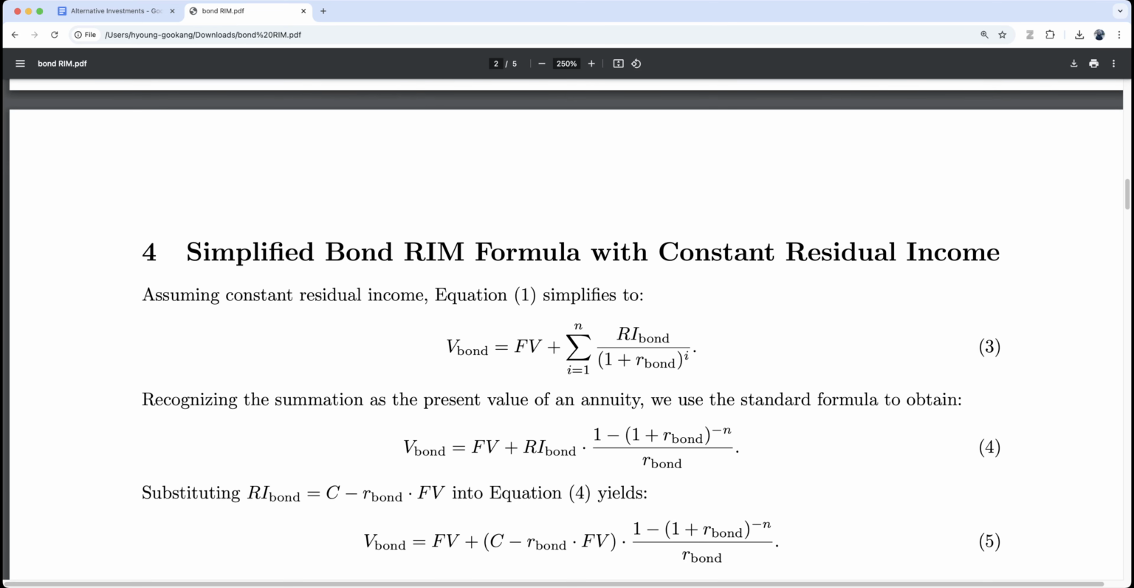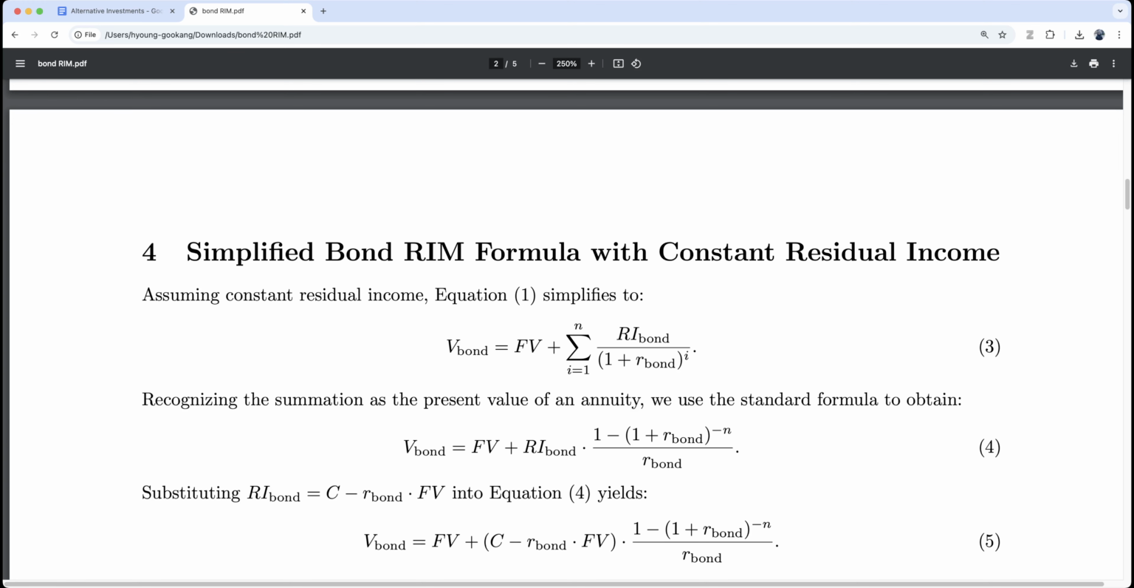Now simplify the bond RIM formula with constant residual income. Assuming constant residual income, equation 1 simplifies to V_bond = FV + the summation of RI_bond over (1 + R_bond)^t. Here we don't take into account the accumulation of book value in the residual income model, which increases with net income minus the opportunity cost of capital. Here they pay out everything. The payout ratio is 100% in the bond contract. Therefore, we don't have to take into account the movement of the book value. So this is enough.